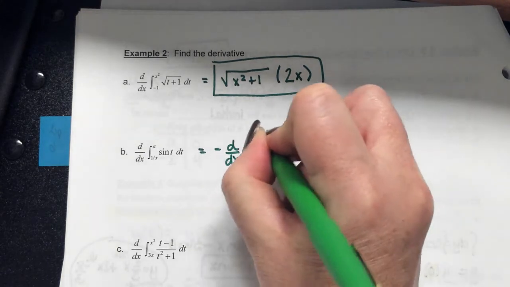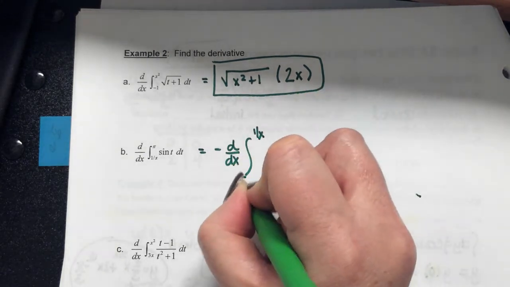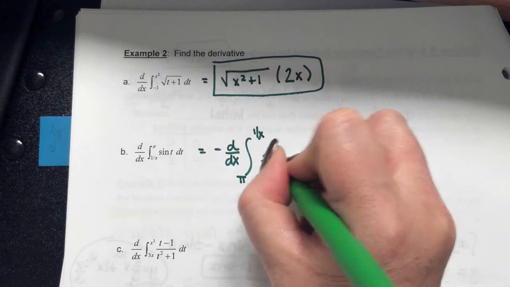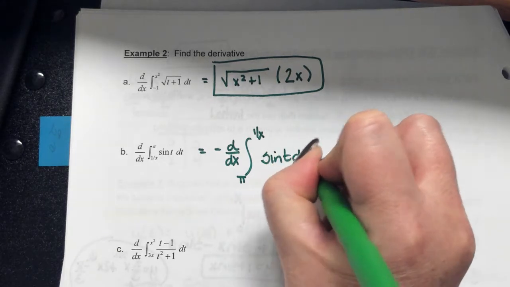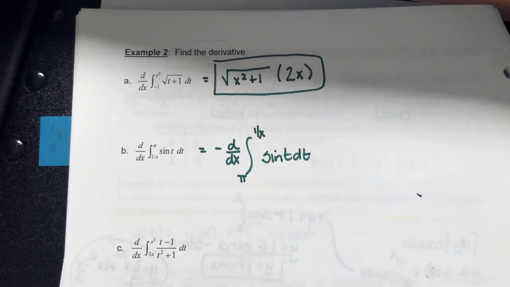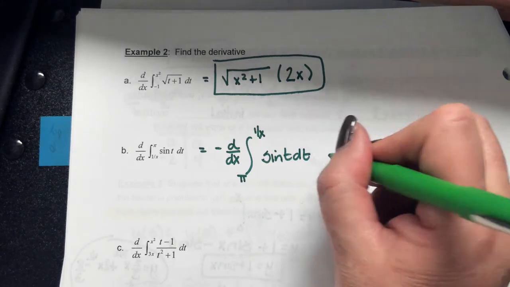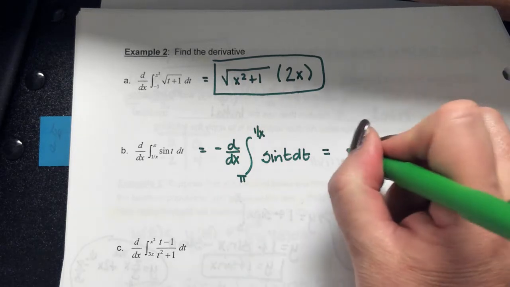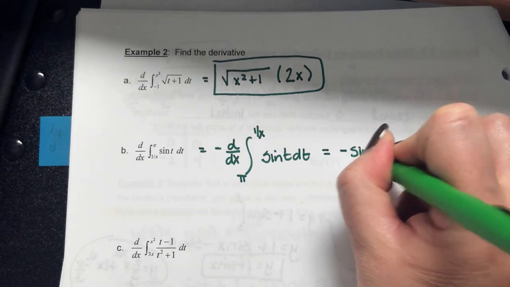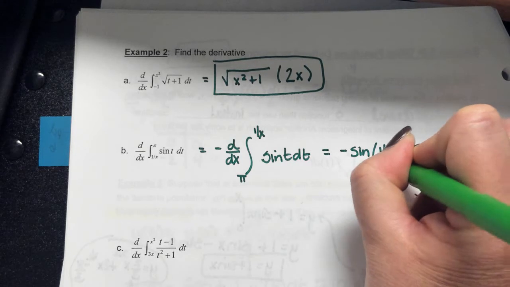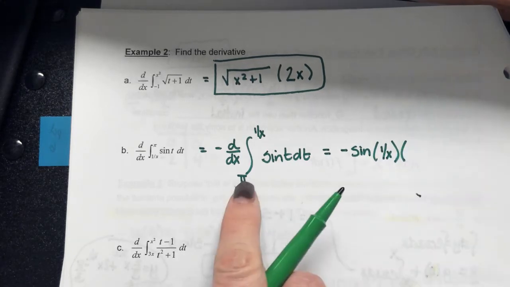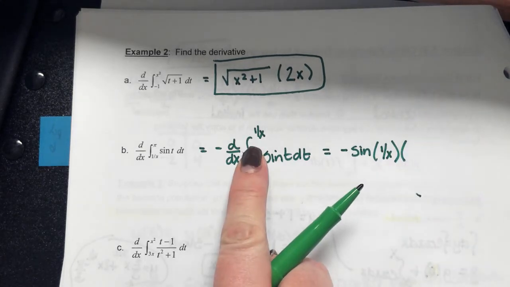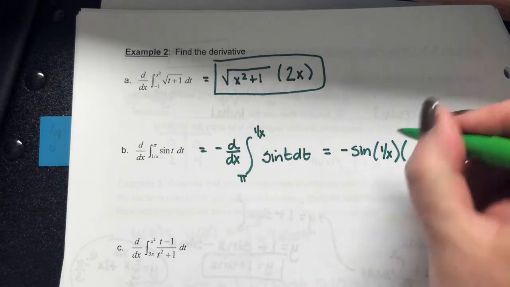So I'll rewrite this as my bounds from pi to 1 over x, sine of t dt. So now, taking the derivative of the antiderivative, I'm going to plug in my upper bound for t, which is 1 over x, times, what's the derivative of 1 over x? Negative 1 over x squared.